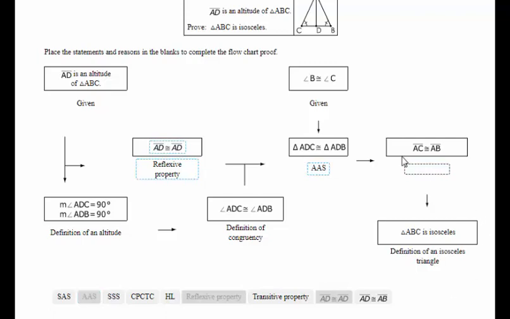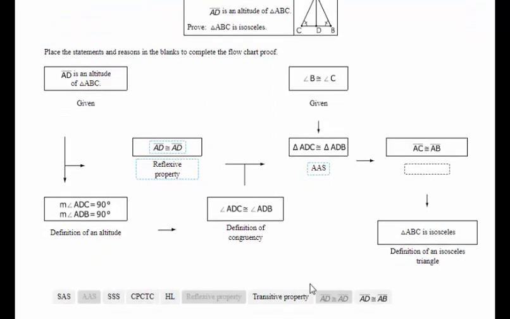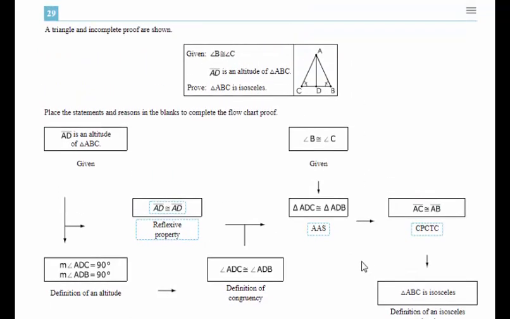Now that we have our congruent triangles, we know that AC is going to be congruent to AB, and that is because since we know that these triangles are congruent, corresponding parts of congruent triangles are congruent. So the CPCTC is what that stands for. Now, since we have the congruent sides, we know that by the definition of an isosceles triangle, ABC is isosceles, and therefore this would be the correct proof.